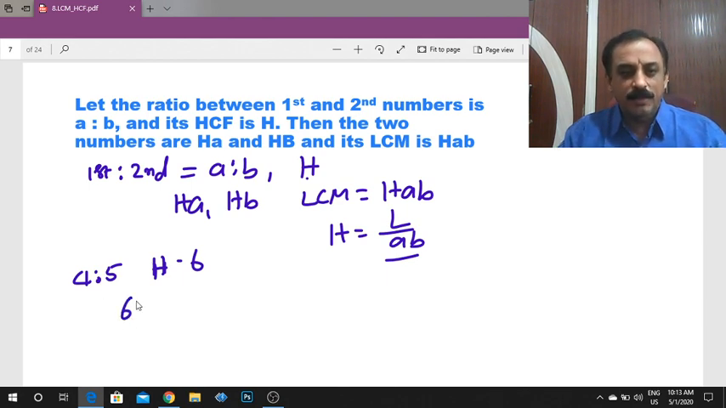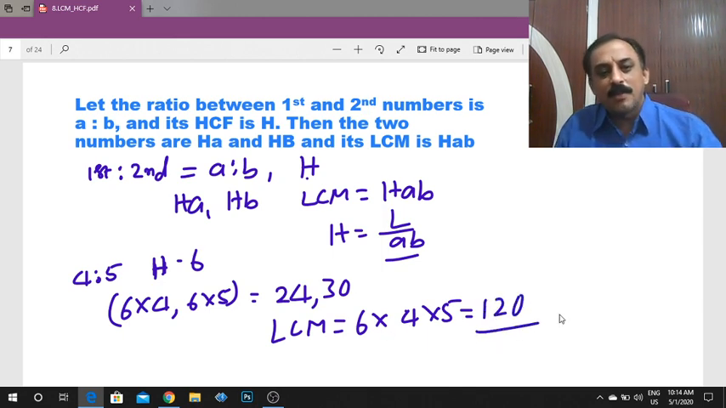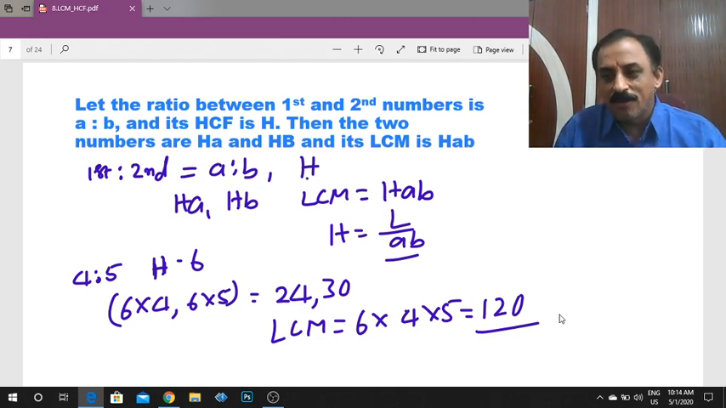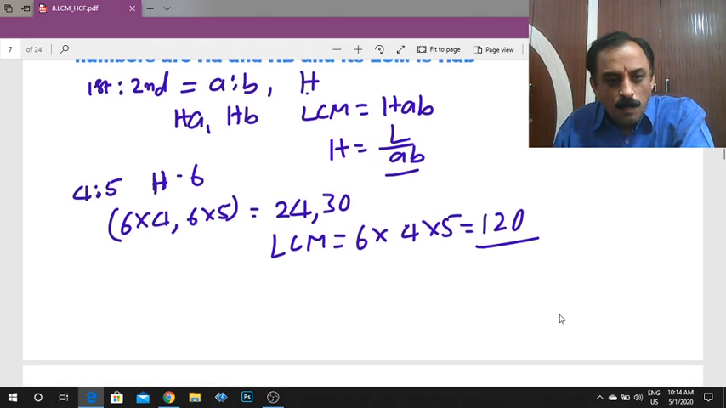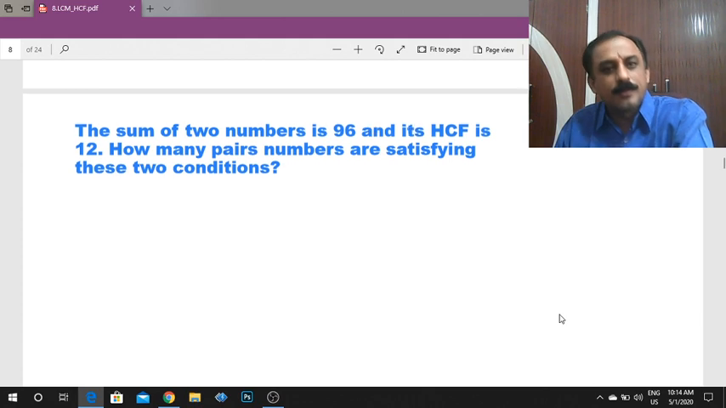The first number is 6 into 4, what is 6 into 4? 24. The second number is 6 into 5, which is 30. What is the LCM of these two numbers? Its LCM is HAB, 6 into 4 into 5, which is equal to 120. Therefore, the LCM of 24 and 30 is 120. Okay, clear?